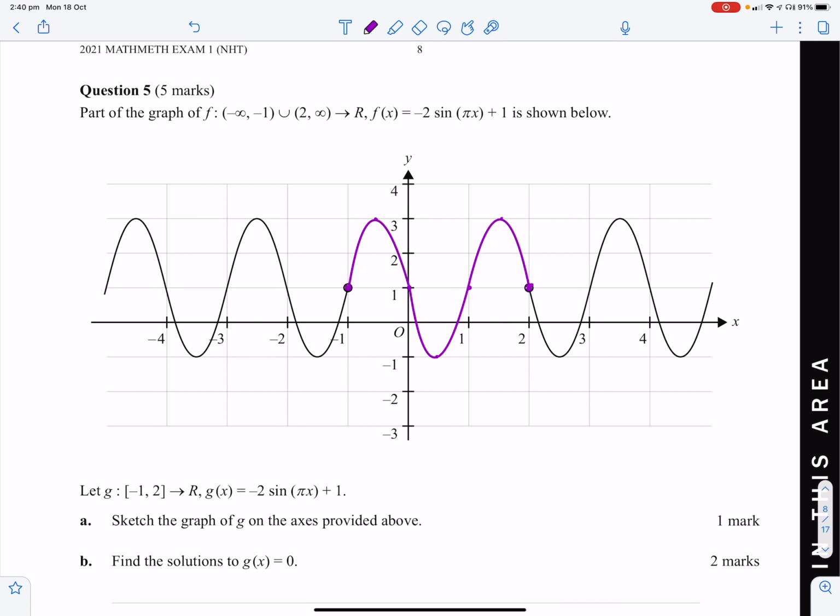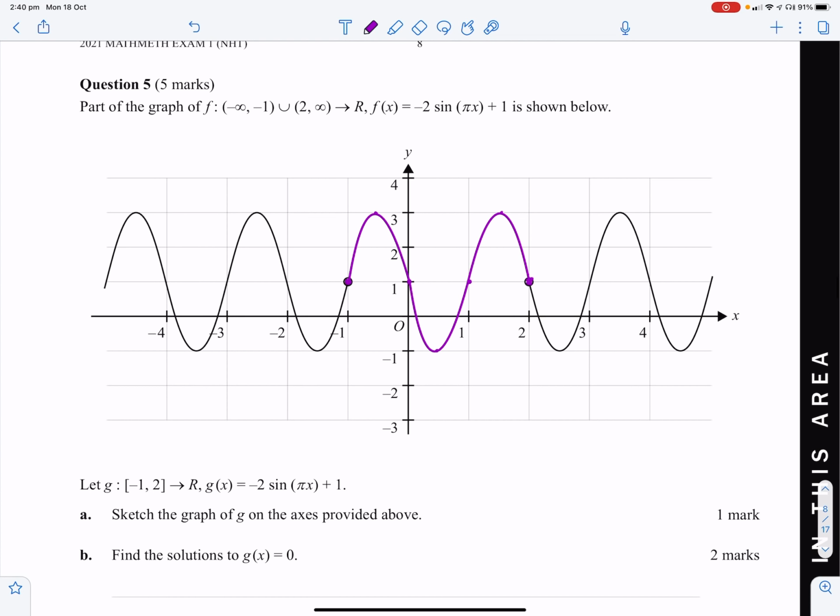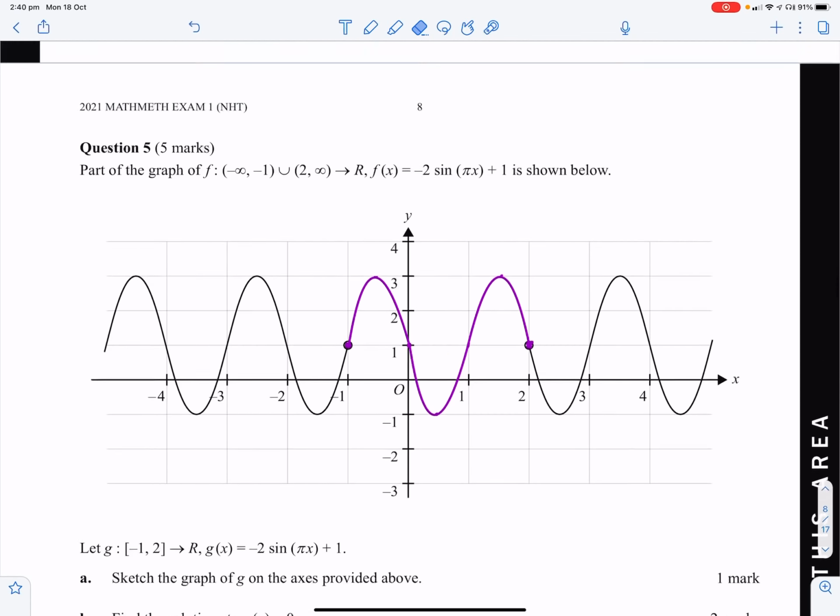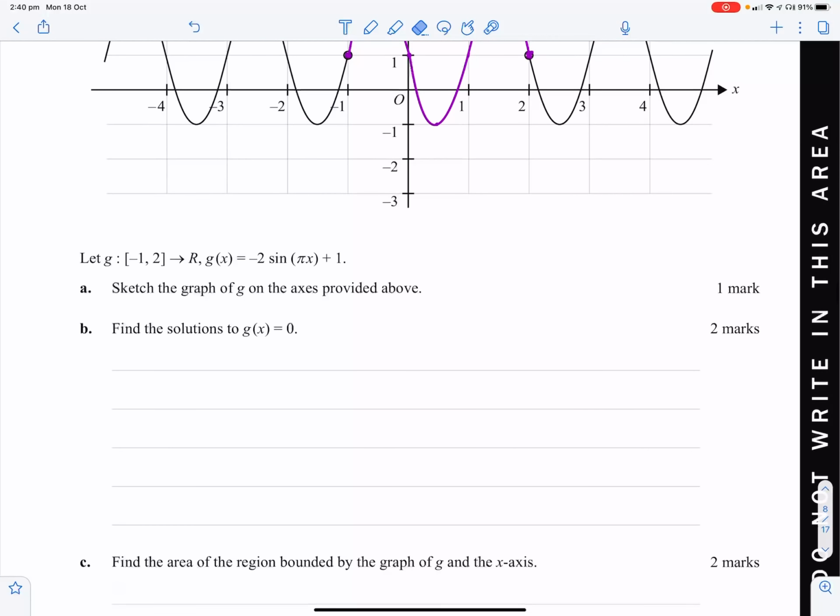Sketch the graph of G. Doesn't say you have to label anything. So that looks good. All right. Find the solutions to g of x equals 0. So we just want it on this domain.